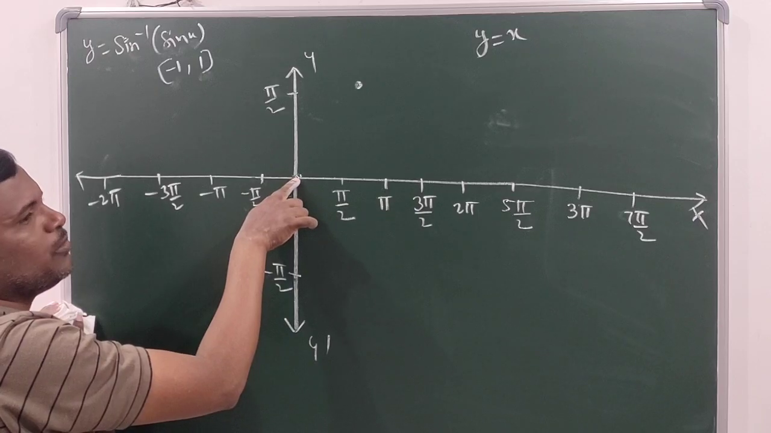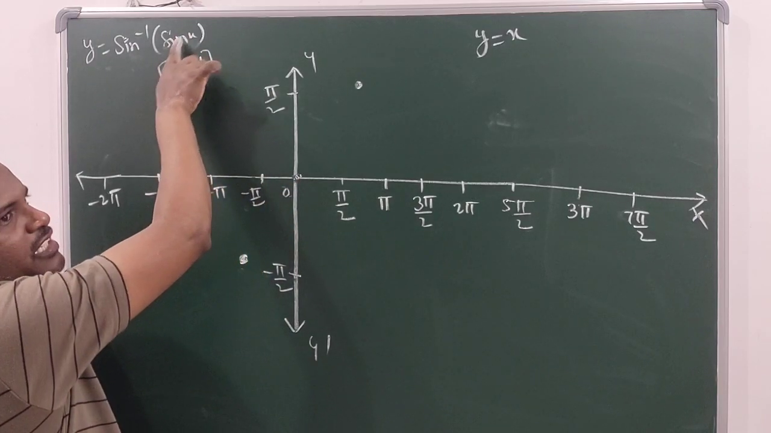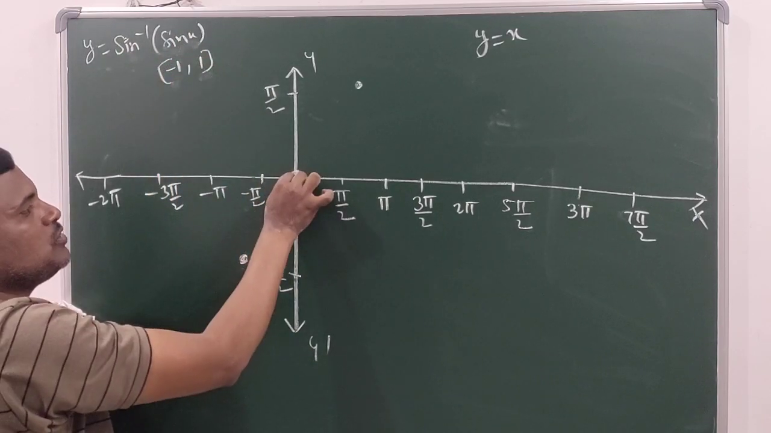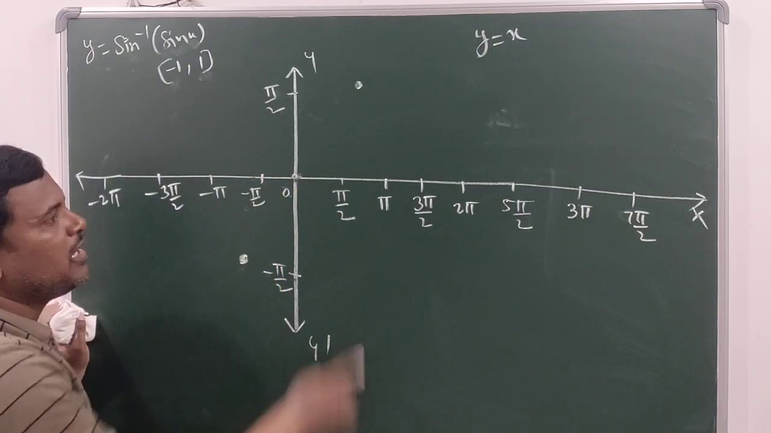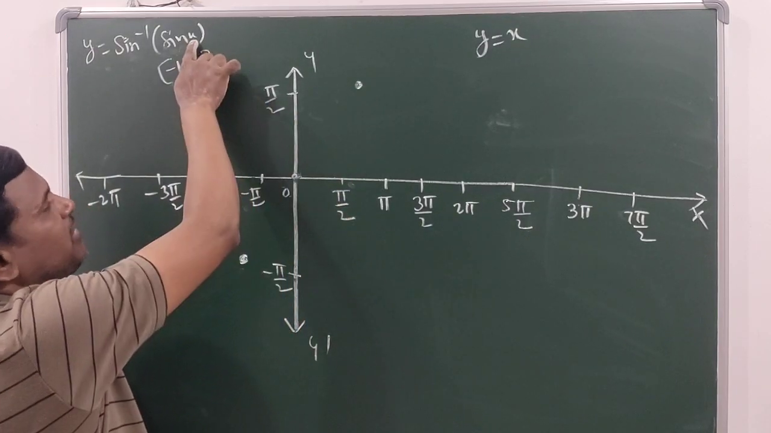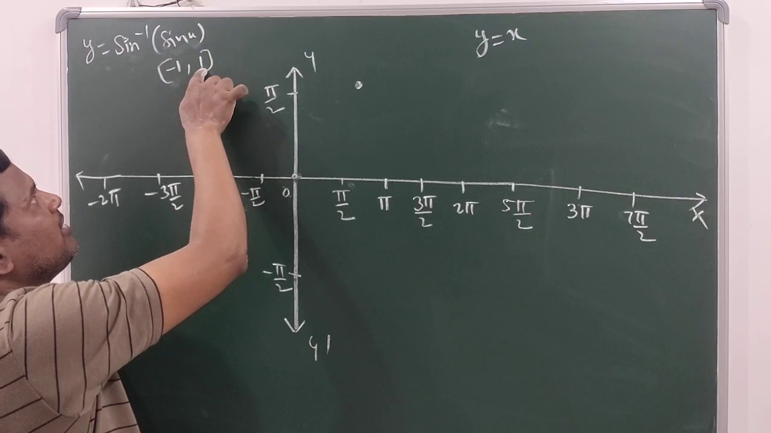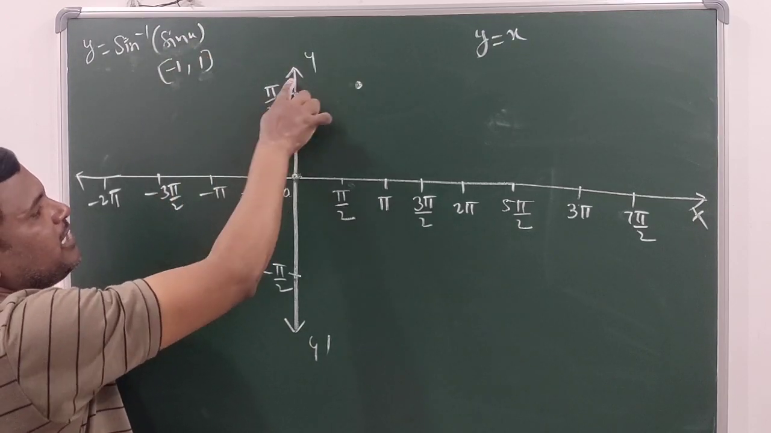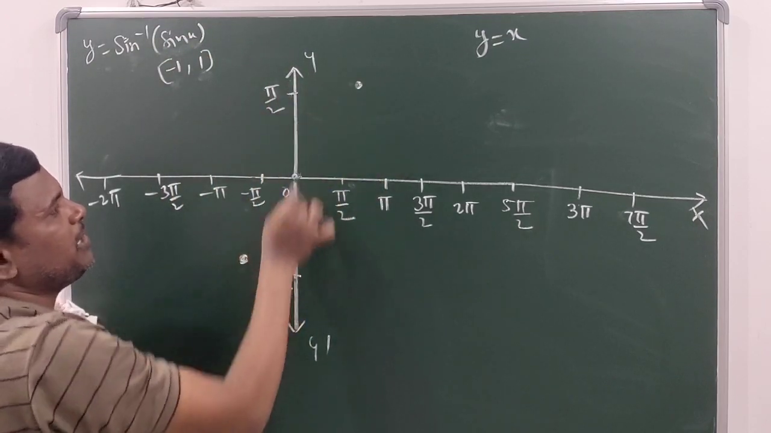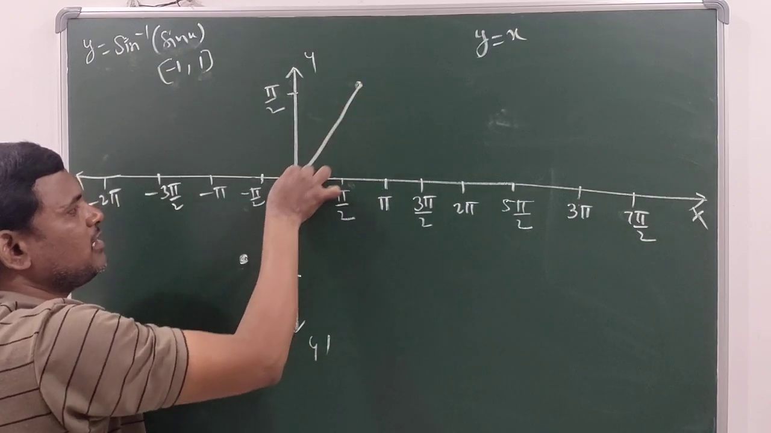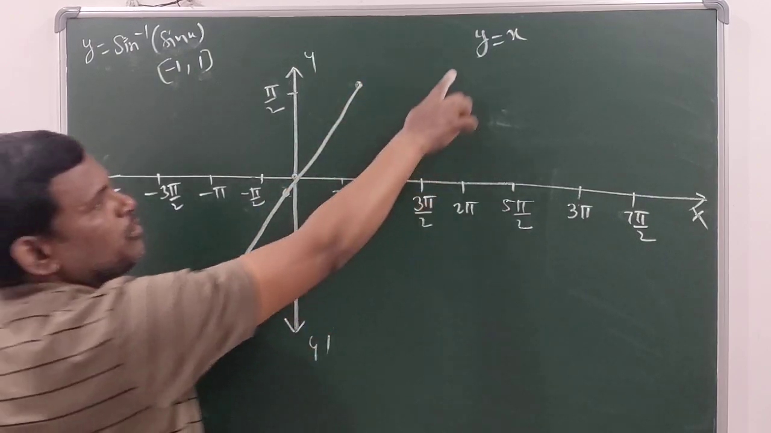Similarly, if you put 0 here, sine 0 is 0, and sine inverse of 0 is also 0. And if you put 90 degrees for x, sine 90 is 1, sine inverse of 1 is 90. So the domain is 90, the range will be 90. So you will get the graph like this, y equal to x.